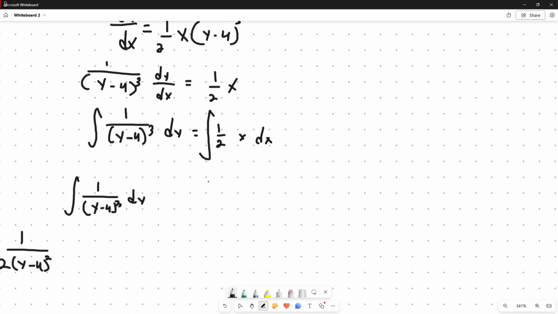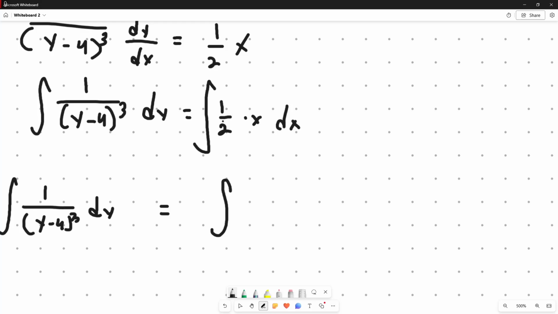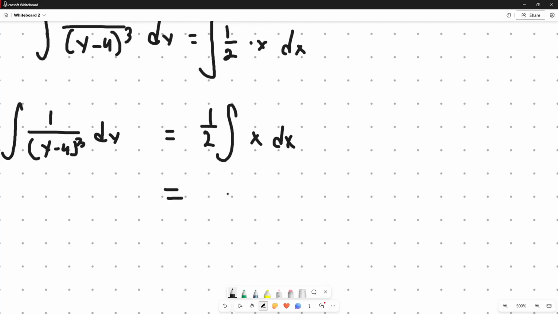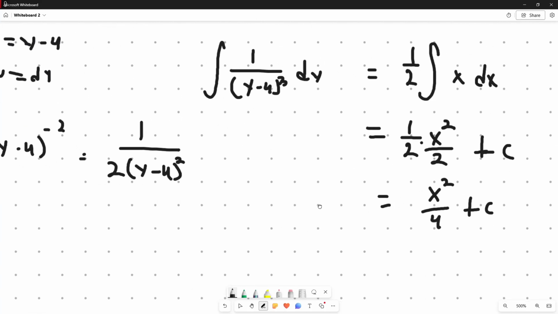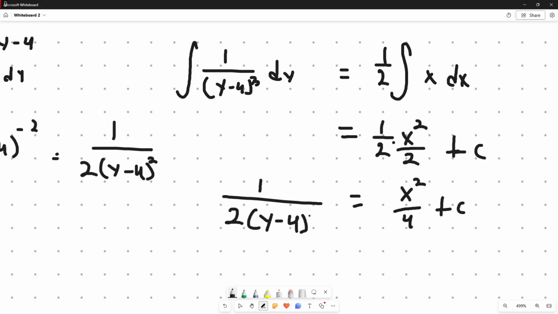Now we have this part. Now, you see how the 1 half is multiplying the x? I'm just going to pull that out. Makes it easier. So this is literally just 1 half times x cubed over 3... so 1 half times x cubed over 2, dx gets integrated, and then plus c. And this is just x cubed over 4 plus c. And then I'm going to write my equation right here. So 1 over 2 times (y minus 4) squared.